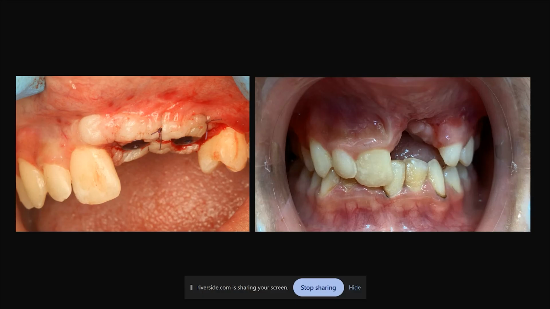And brought her from this crazy defect to some potential hope of having teeth in that region that are fixated in there and don't touch her neighboring teeth. And I was able to really restore her potential smile with dental implants. And again, just following the PASS principles.